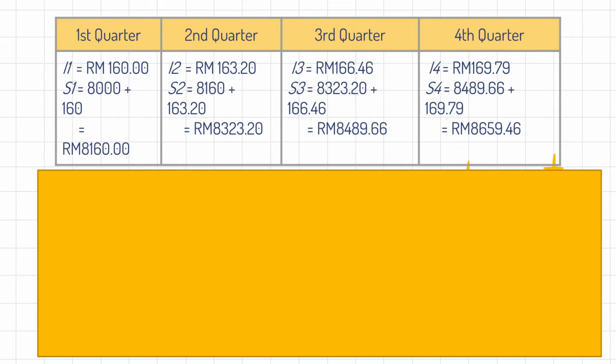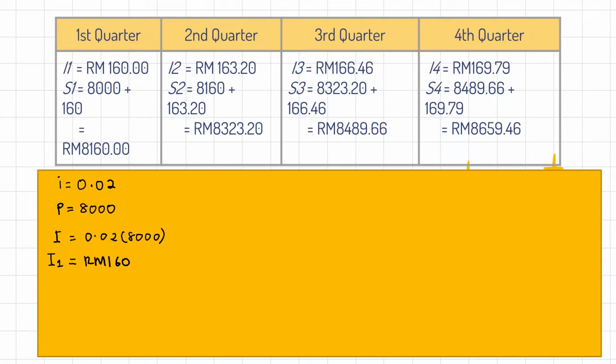Let's do some calculation here. In the first quarter, we have just now I equals 0.02, and then our P is 8,000 ringgit. So, the interest that we earn in the first quarter will be calculated such that I equals 0.02 times 8,000, and we will get I equals RM160 in the first quarter. That's why we did not add interest in the first quarter.